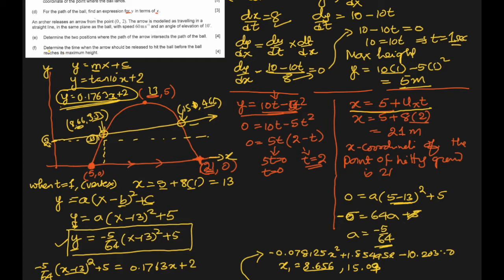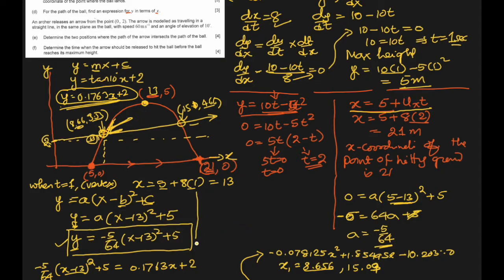What is the F part? Determine the time when the arrow should be released to hit the ball before the ball reaches its maximum height. That means this is the maximum height. The arrow must hit the ball before it reaches this height. That means this is the one where it should hit the ball, and they're asking us the difference between the timing. So let's compare x or y component, it doesn't matter, because at this point x component and y component will be the same. I'm using x component. Even if you use y component, you'll get the same answer.